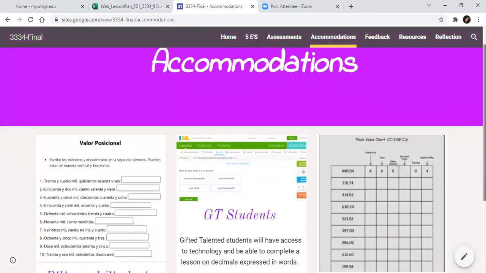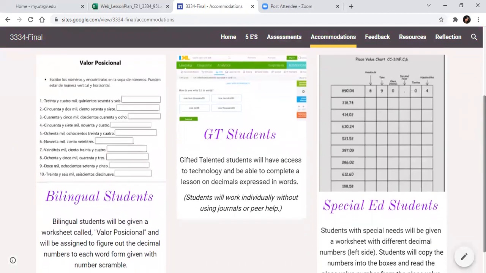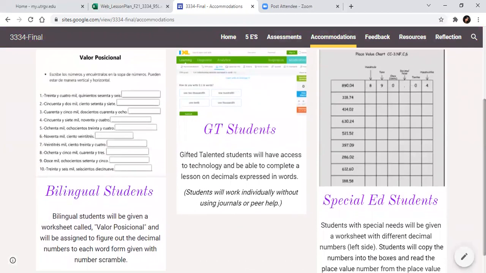Accommodations. So my accommodations are divided into 3. I went ahead and did one accommodation for my bilingual students, my gifted talented students, and my special ed students. So for my bilingual students, I included a worksheet called Valor Posicional, and they will be assigned to figure out the decimal numbers to each word form given, and also along with the number scramble on the bottom of that worksheet.